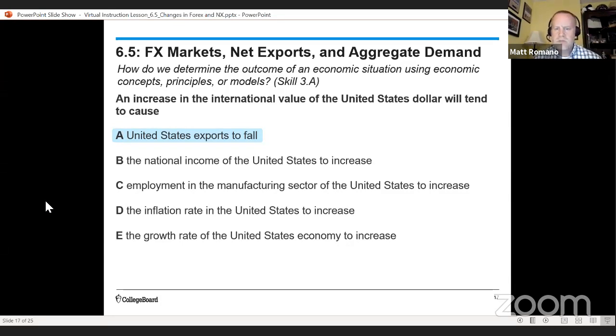National income will increase. No, it will not increase because we already said AD is going to shift left, and that's going to decrease output, which is synonymous with real GDP, real income, national income. Employment in the manufacturing sector increase. No, it's not. We've already said, again, output's decreasing, employment's going to decrease with it. Inflation rate in the US will increase. No, AD is shifting left, price level is actually going to fall. And then the growth rate of the US to increase? No, it will not be increasing as a result of this. The only possible answer is A.